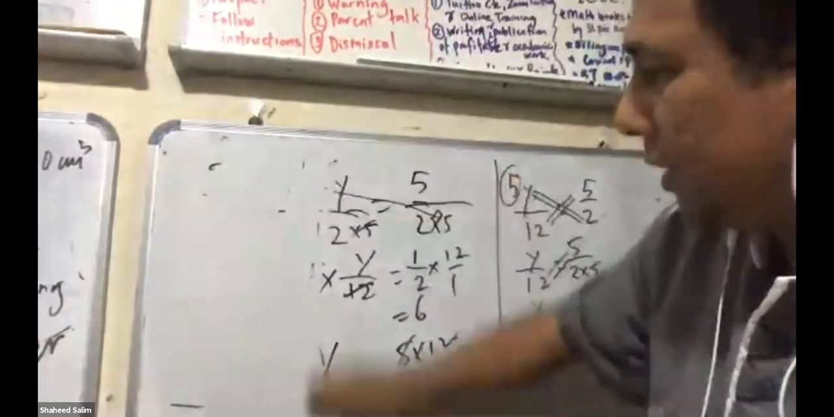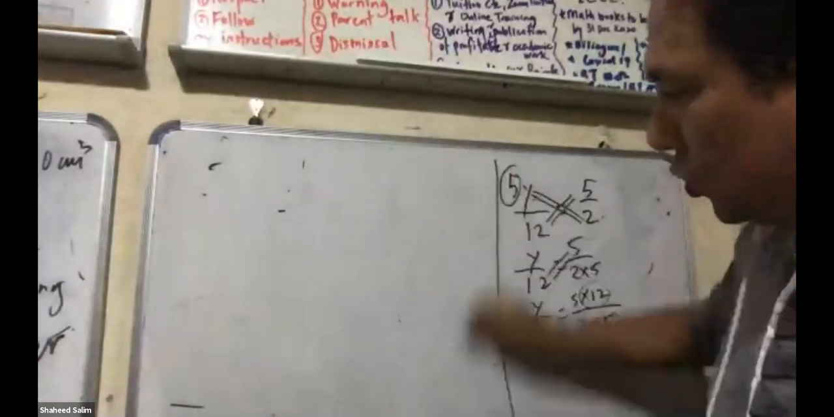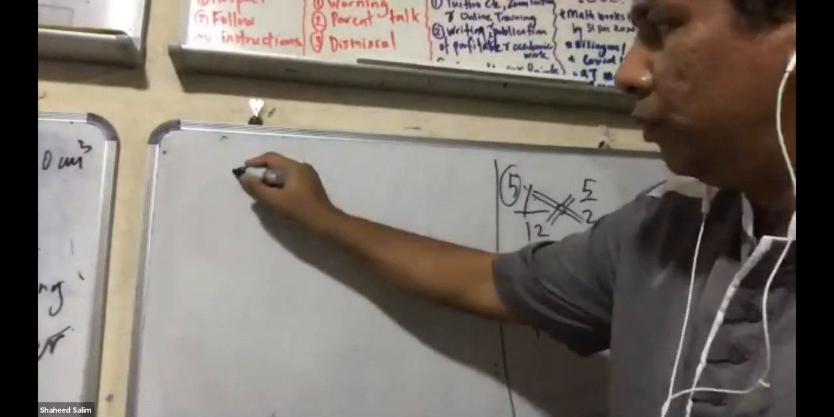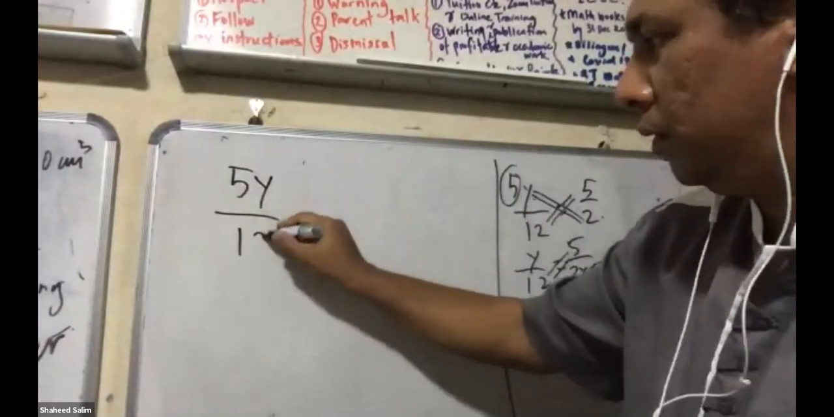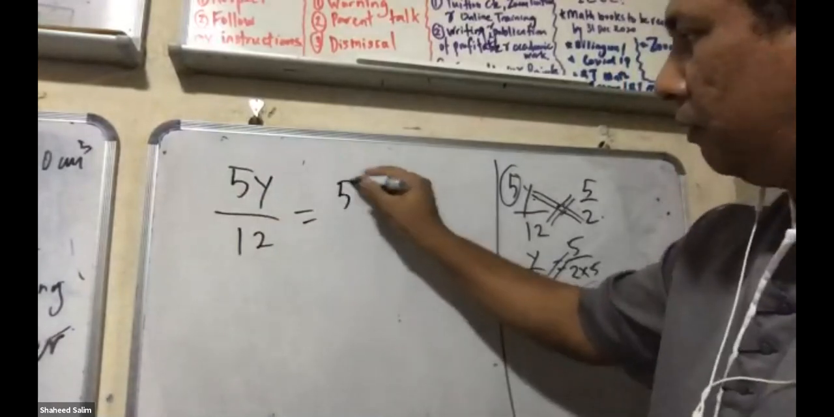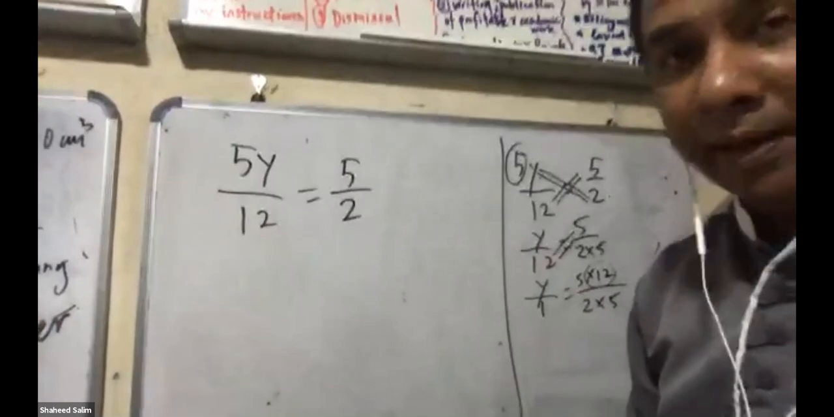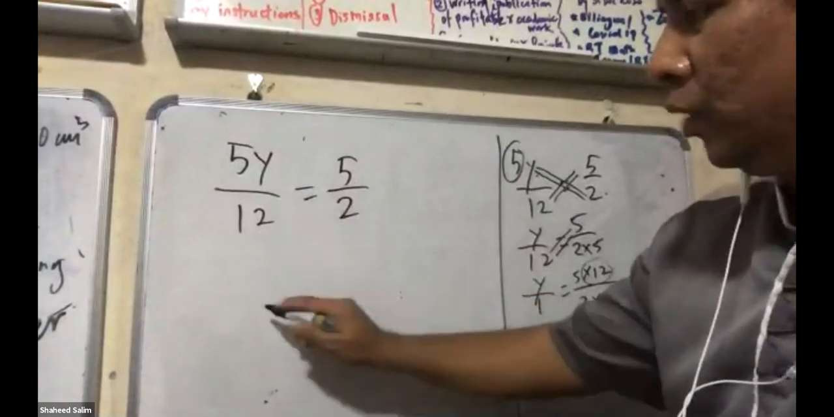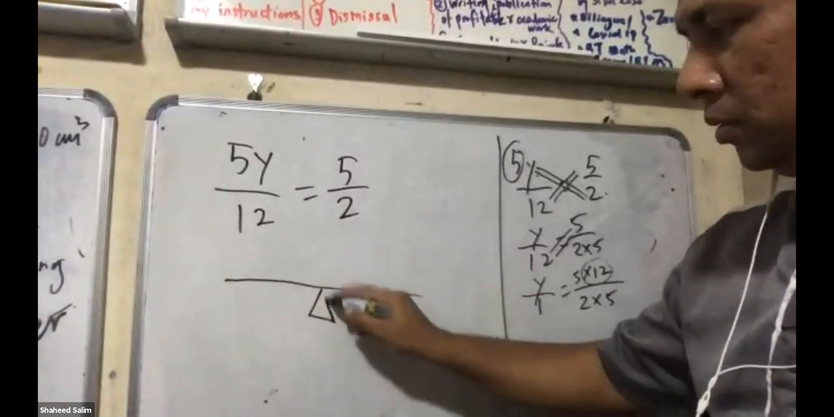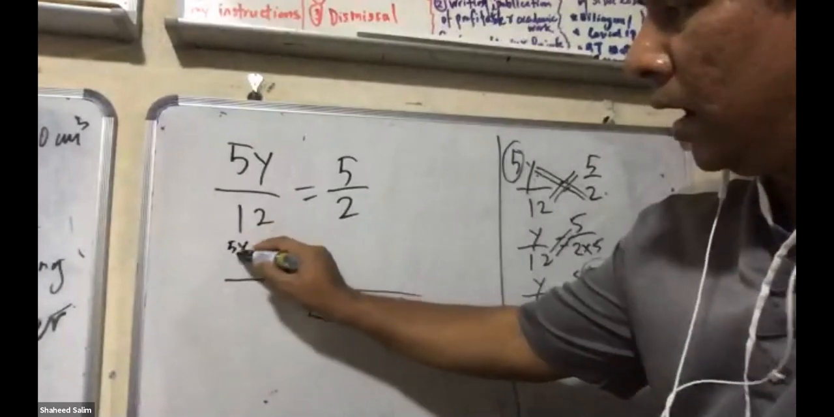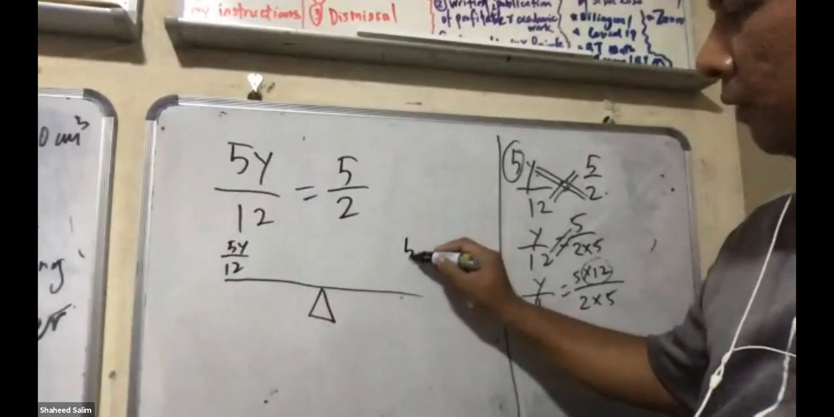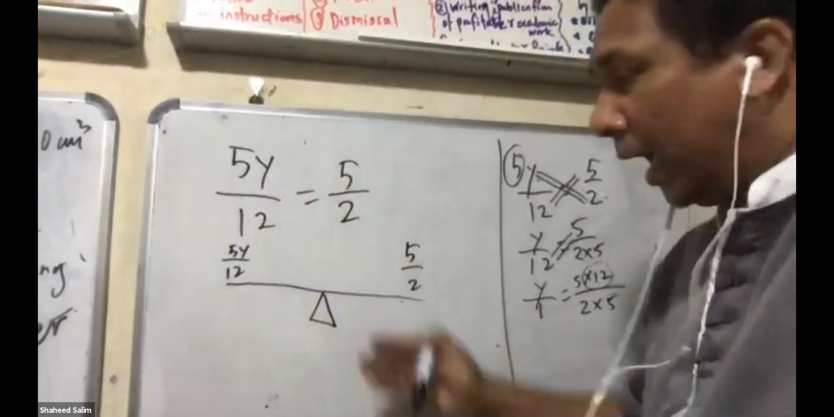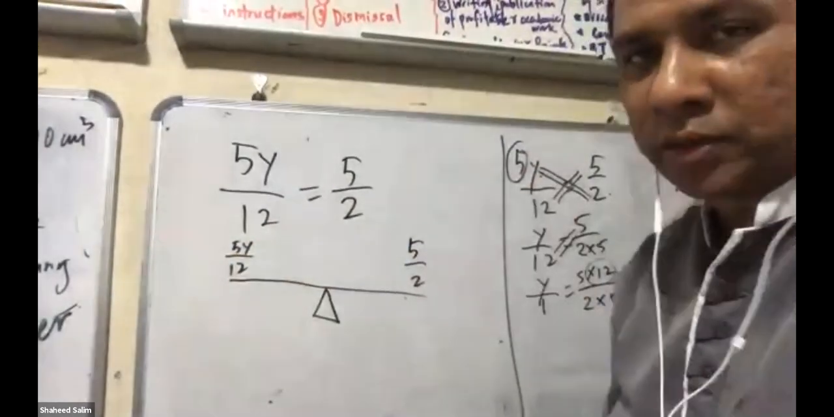Okay, I'm going to show you now the same thing, but in slow motion. 5y over 12 equals to 5 over 2. So we do step by step, okay? Now, you must remember when you have an equal sign, this is a balance. This is 5y over 12, like that. This is 5 over 2. Whatever you do on the left side, you must do to the right side. Otherwise, this won't be balanced. That's the meaning of the equal sign.